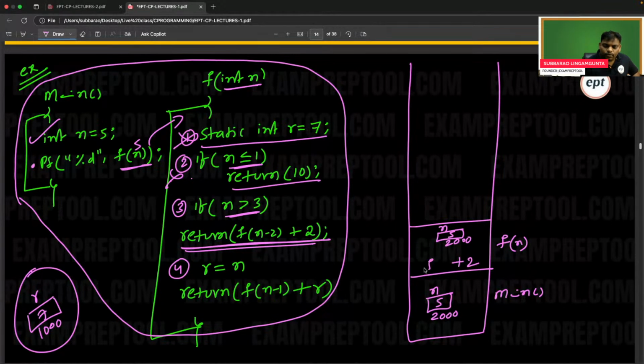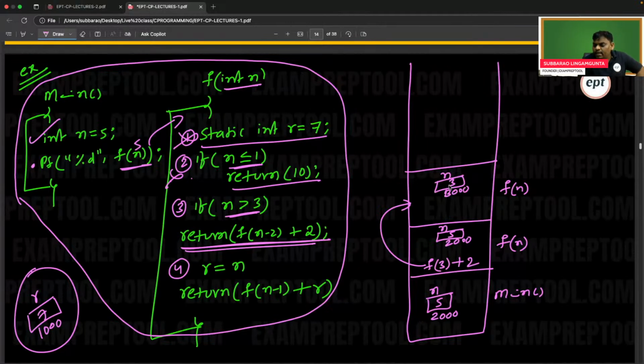F of n minus 2. F of n, so n value is 5, 5 minus 2, so f of 3 going. It is f of n only, but n value 3 here. Address is some other address, 3000 address, some memory location.